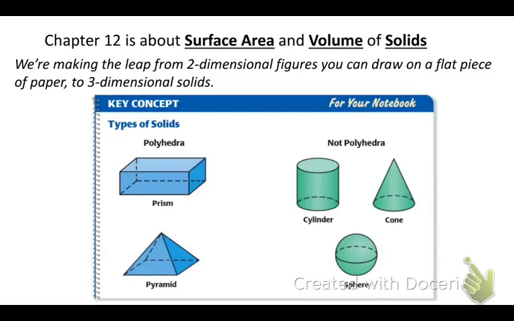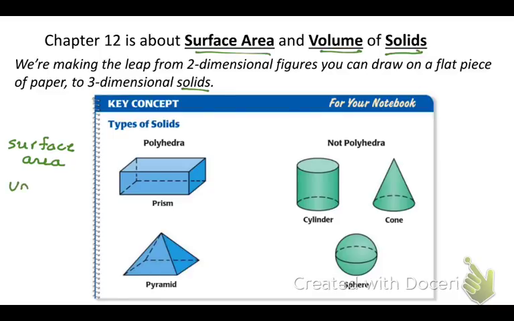So chapter 12 is about surface area and volume of solids. Those may be new terms for you, but don't worry, we will define them. The surface area basically goes like this. If you were to take one of these solids, a rectangular solid, a pyramid, a cylinder, a cone, and you were to try to cover it with paper, how much paper would you need? That's basically what surface area is.